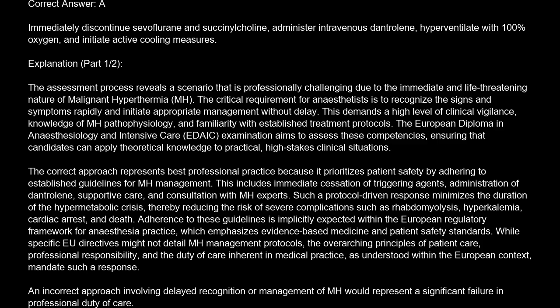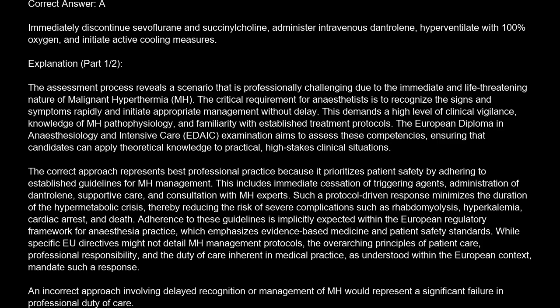hyperthermia, MH. The critical requirement for anesthetists is to recognize the signs and symptoms rapidly and initiate appropriate management without delay. This demands a high level of clinical vigilance, knowledge of MH pathophysiology, and familiarity with established treatment protocols. The European Diploma in Anaesthesiology and Intensive Care, EDAIC, examination aims to assess these competencies, ensuring that candidates can apply theoretical knowledge to practical, high-stakes clinical situations.